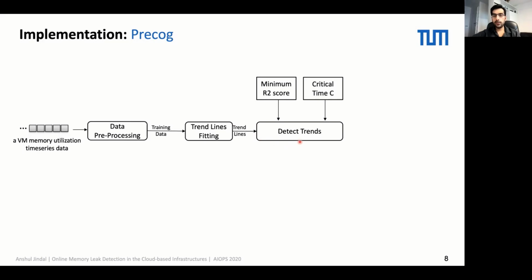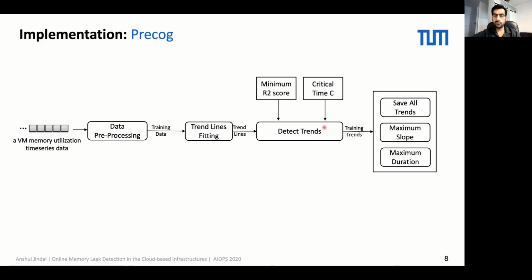After passing these trend lines through detect trends, we get some of the training trends based on these two major parameters. These training trends are saved into the file system. By saving all the trends, we mean that we save the training trend slope, the duration, and from when to when those trends appear in the training data. There is a bigger assumption here that in the training there is no memory leak, so we assume all the training trends are the normal usage of the application.